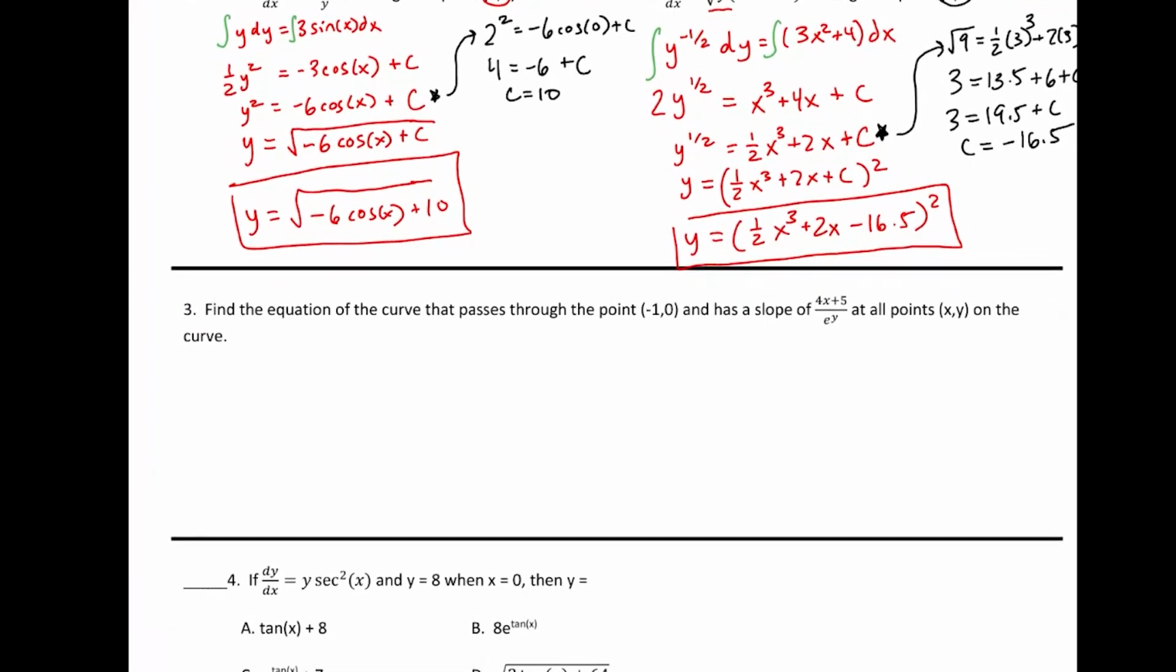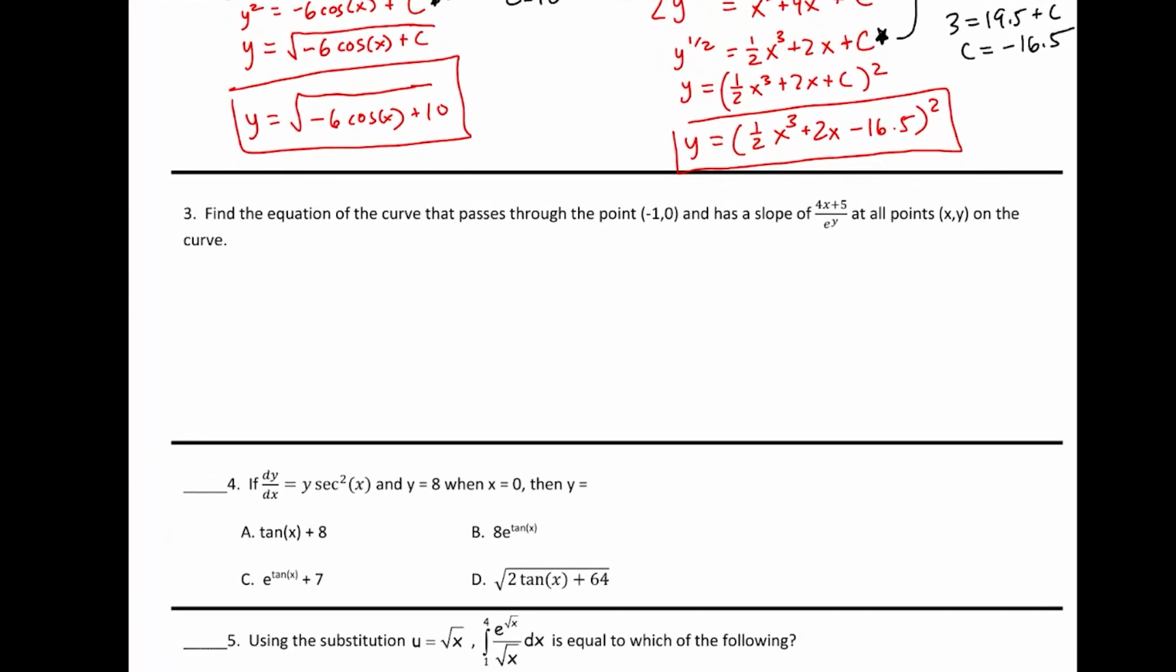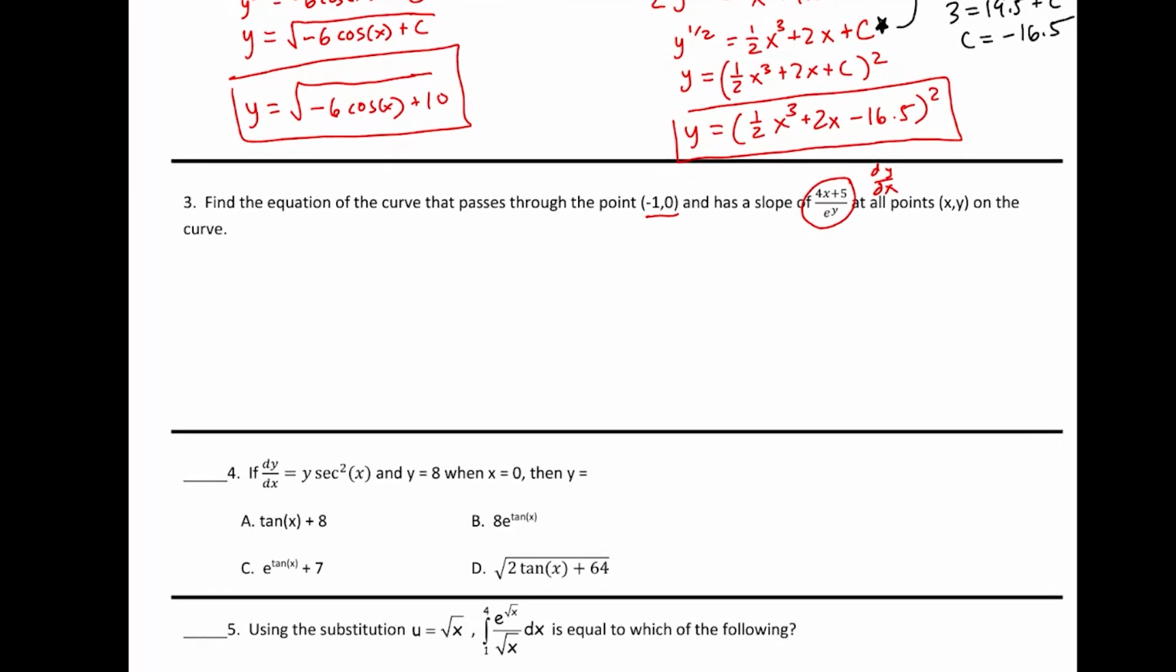All right, number 3 says find the equation of the curve that passes through the point (-1, 0) and has this slope. That's your dy/dx. So this is the same kind of question that we worked on in number 1 and number 2. We'll set up our differential equation here: dy/dx equals (4x + 5) over e to the y.